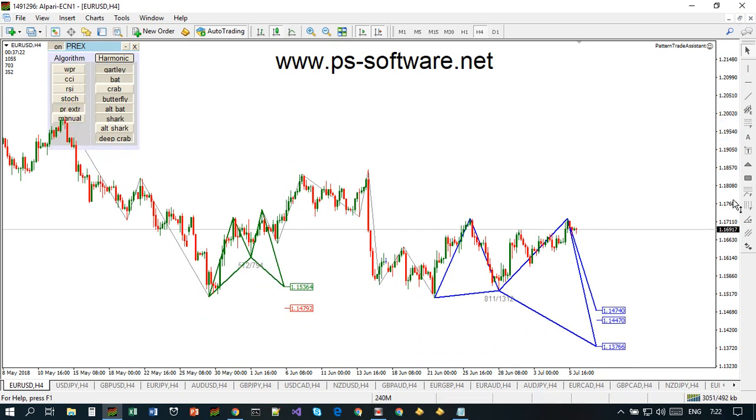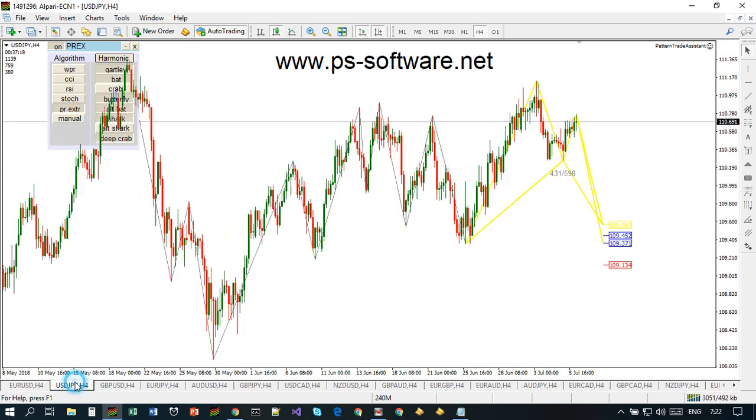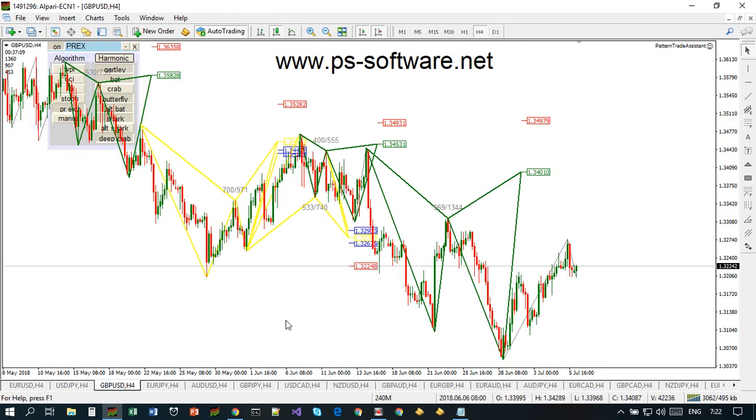We have this potential crab pattern, but it is very far from completion, so never mind it. Another, we have dollar yen, very far from completion, a potential bat pattern. Pound dollar, we have a potential shark pattern, very far from completion as well. Let us check if this pattern is obvious.